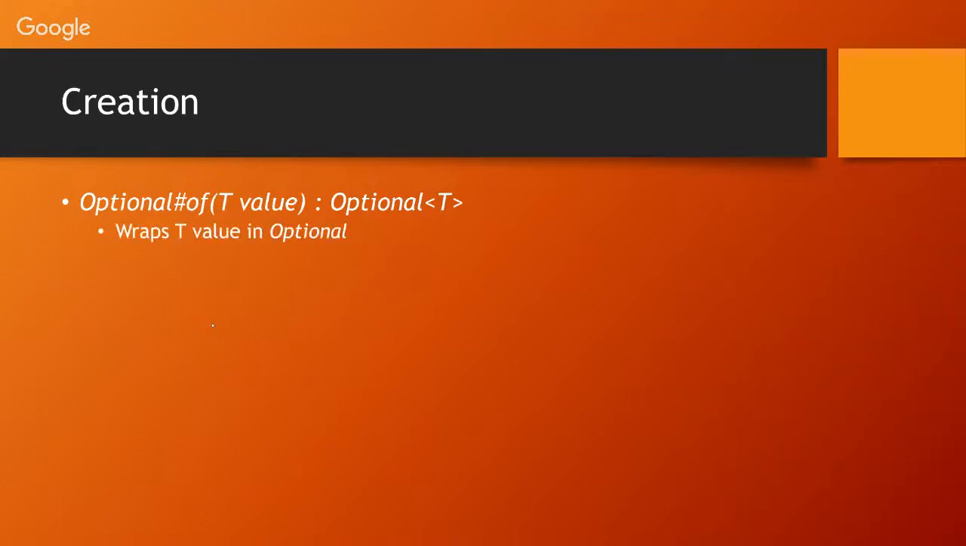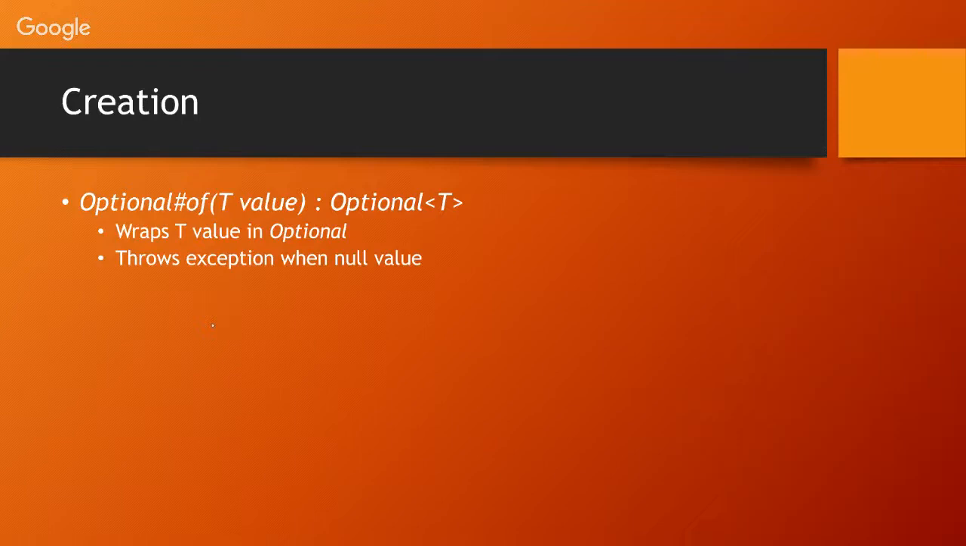So how do we create an optional object? There are three static methods on the Optional class. The first one is the of method, which takes a value and returns an optional with this value inside. And the value can't be null with the method of. So it's only to wrap a non-null value in an optional that won't be empty.